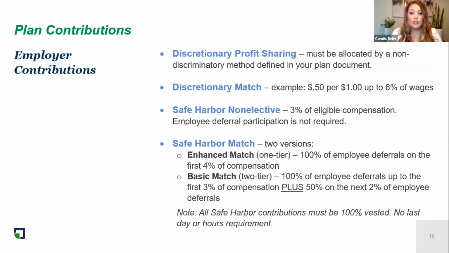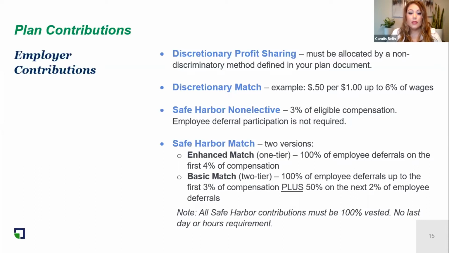So, employer contributions. There are several employer contributions available in a 401k plan. Discretionary profit sharing is a contribution that must be allocated in a non-discriminatory method defined in your plan document. Discretionary match: the discretionary contributions can be decided after the plan year has ended, and they can also have vesting schedules attached to those specific contributions.